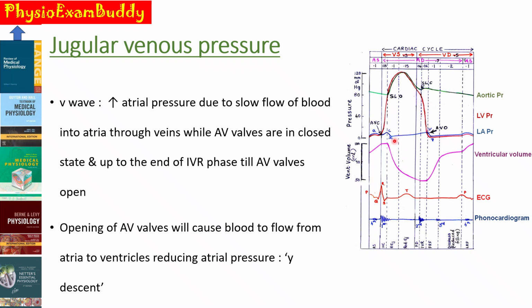Next is the V wave. The V wave results from the rise in the atrial pressure due to the slow flow of blood into the atria through the veins, while the AV valves are in a closed state, and this continues up to the end of the isovolumetric relaxation phase till the AV valves become open. And once these AV valves are open, it will cause the blood to flow from the atria into the ventricles, reducing the atrial pressure. So that is responsible for the decrease in pressure, showing as the Y descent in the JVP.